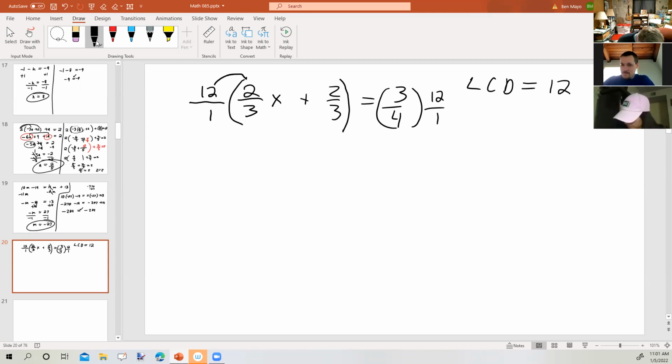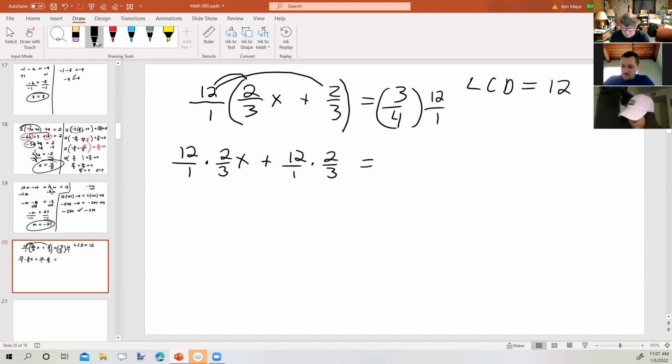So I'm going to get 12 over 1 times 2/3 x, plus 12 over 1 times 2/3, equals 3/4 times 12 over 1. So I've multiplied each term on both sides of the equation by the least common denominator of the entire equation. What's going to happen is I go through and simplify each product. The denominators are all going to turn into 1s.